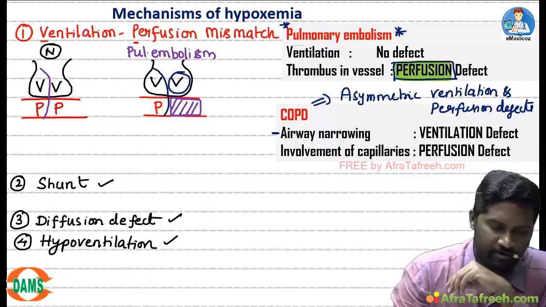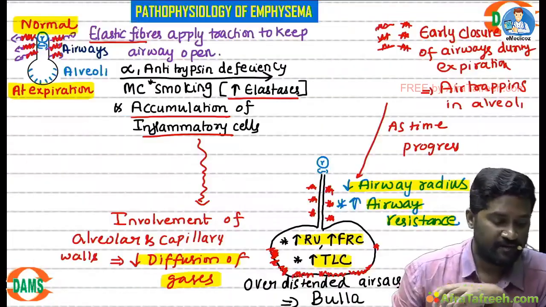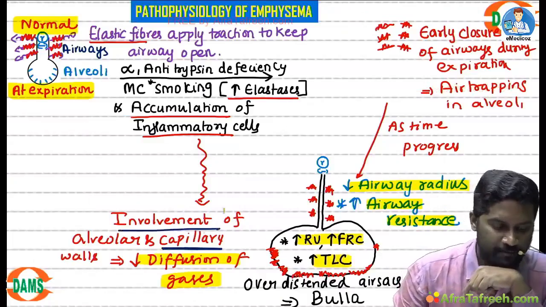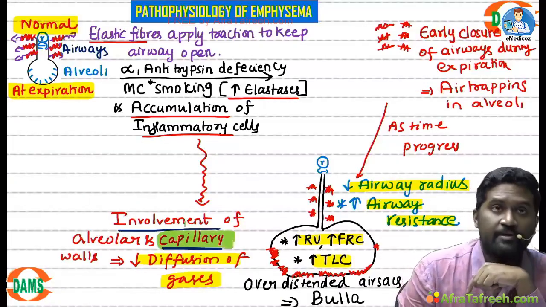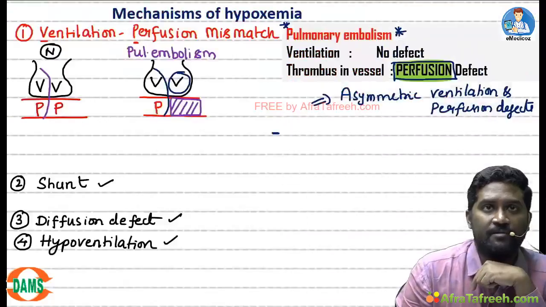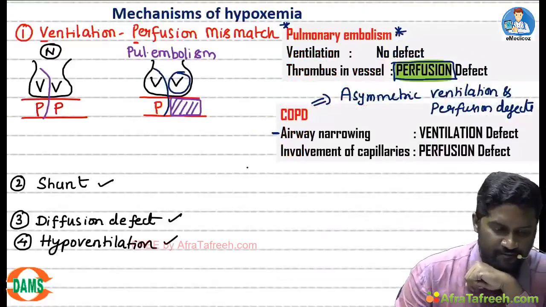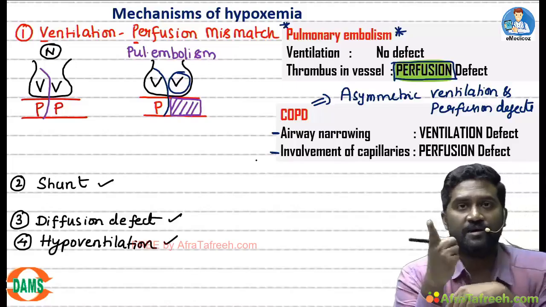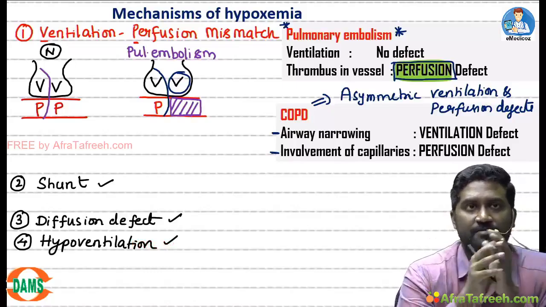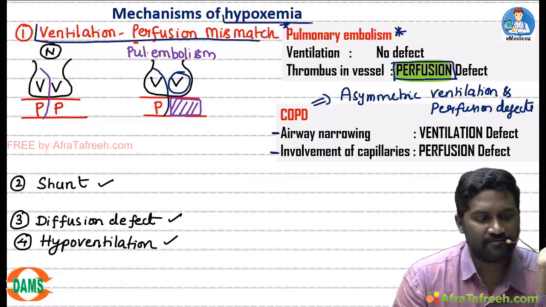Because of involvement of capillaries, as the disease progresses, there will be involvement of alveolar and capillary walls. Once the capillary walls are involved, there will be no proper perfusion in COPD emphysema. These two defects will not be proportionate, so they will be asymmetric. Because of asymmetric defects in both ventilation and perfusion, there will be ventilation perfusion mismatch responsible for hypoxemia.